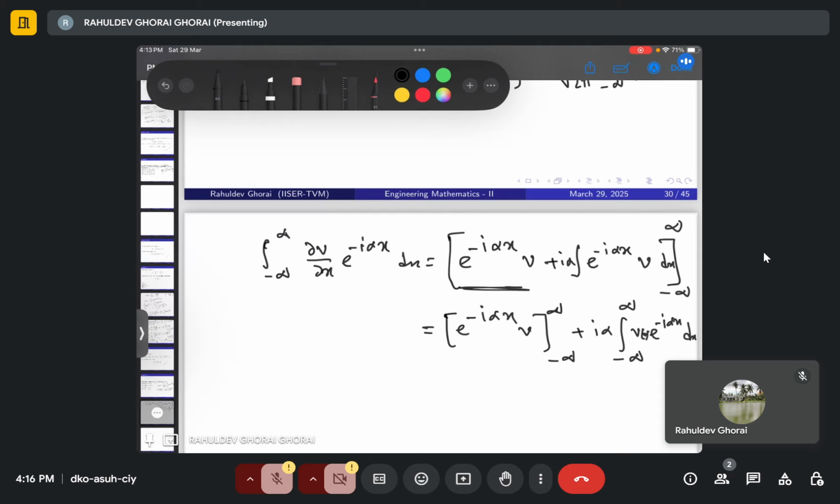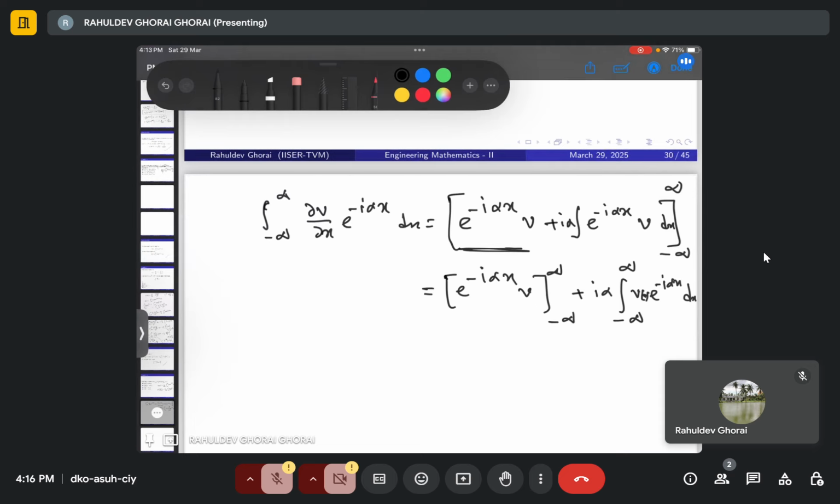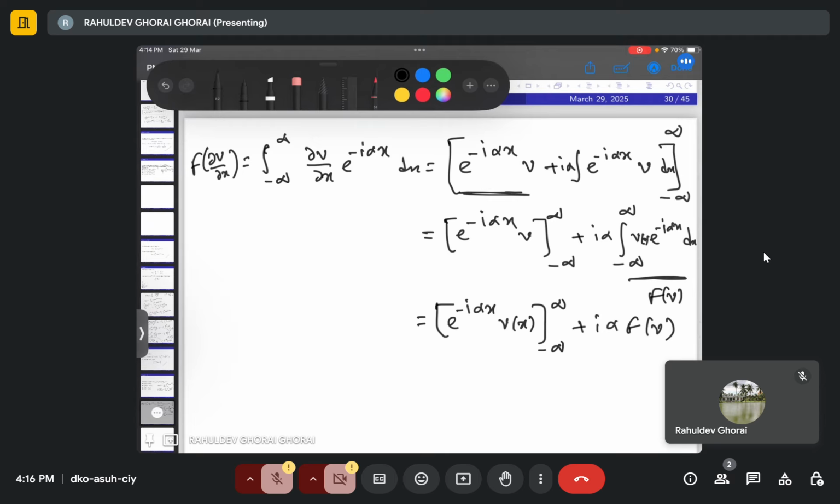V will be at x. Now what about this integral from minus infinity to infinity of e to the power minus I alpha x times v? This one you know is f of v, right? So what we got: e to the power minus I alpha x v(x), which is from minus infinity to infinity, plus I alpha times f of v. And we started with f of del v del x, that is equal to this, and then it is coming like this.